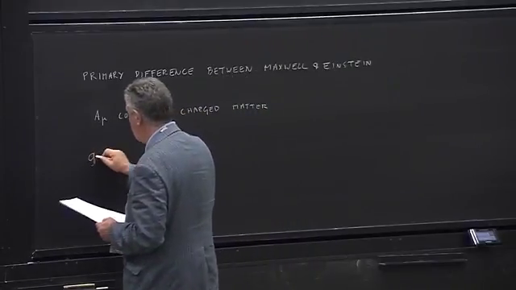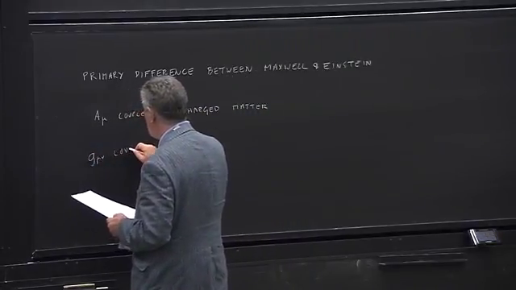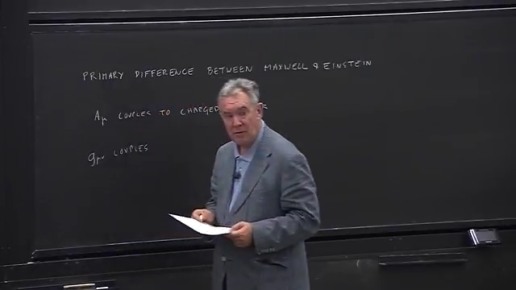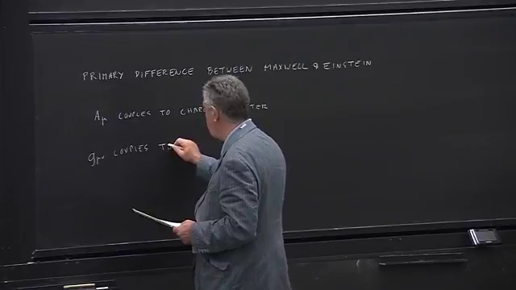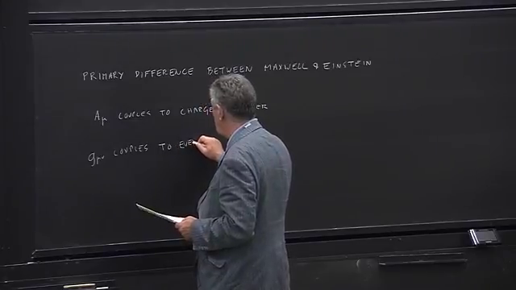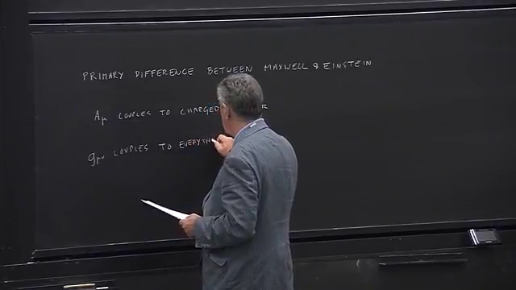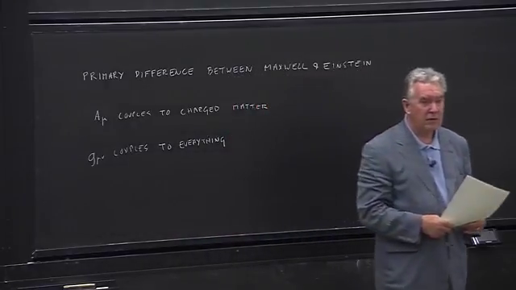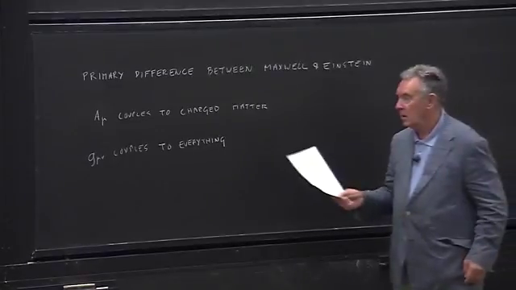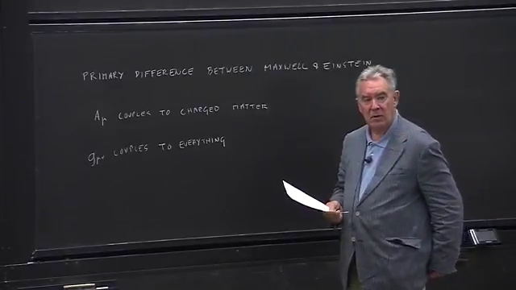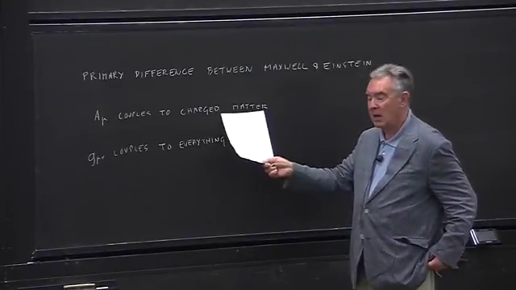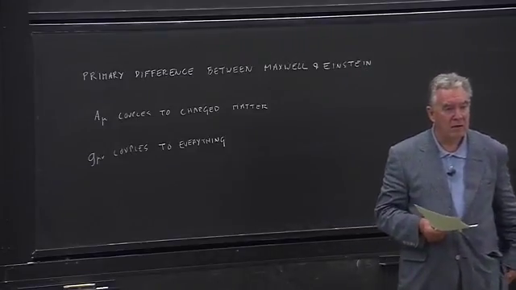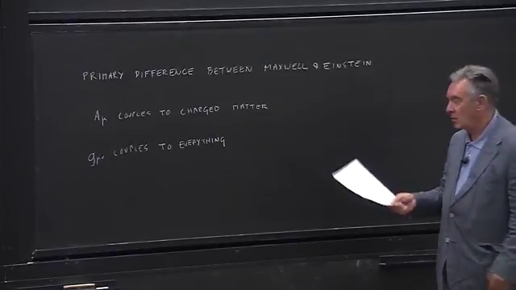g mu nu couples, well, it couples to everything. That's the thing about gravity. We go through the list of elementary particles. Some of them carry electric charge, some of them don't. So some interact with Maxwell and some don't. But every particle, whatever its internal quantum numbers, interacts with gravity.